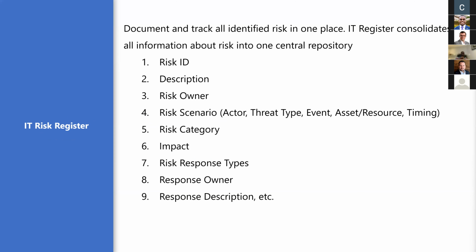If you identify a risk and you don't document it, then it's all in your head. Probably get hit by a bus. If it's not a risk.